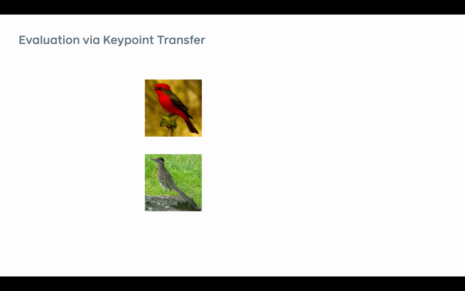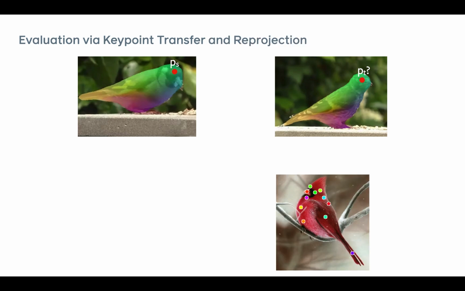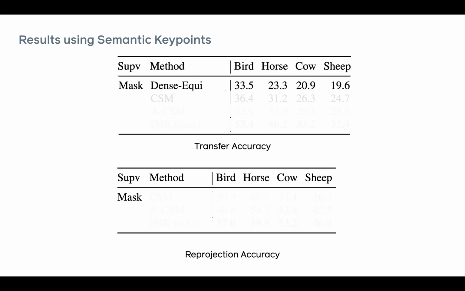And I'll actually skip a lot of the details of evaluation for time's sake. But suffice it to say that our predictions allow us to compute correspondences between two different instances. And we use this in some way to evaluate the accuracy of our approach, but I'll maybe skip the details here.